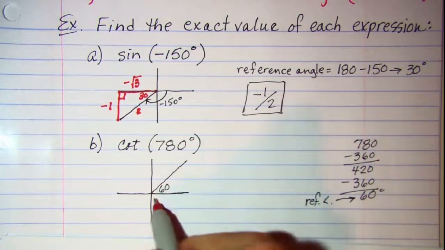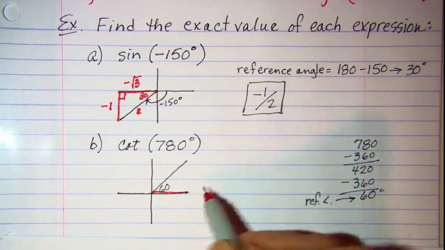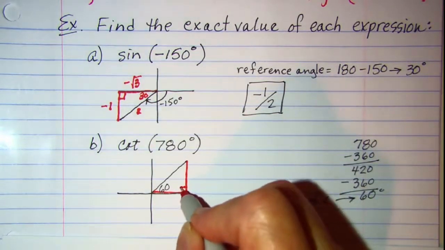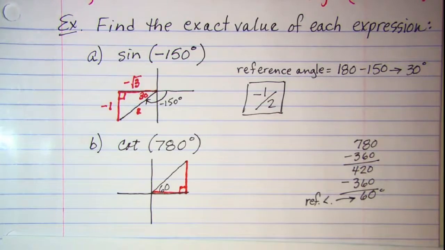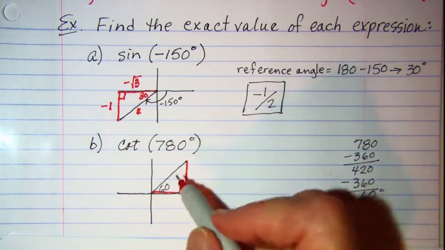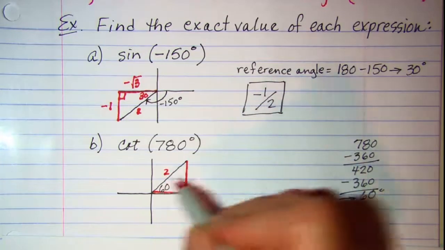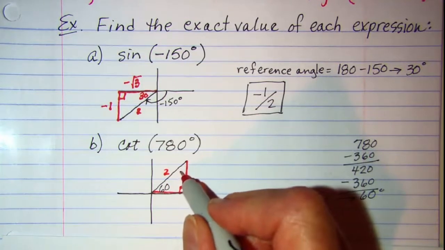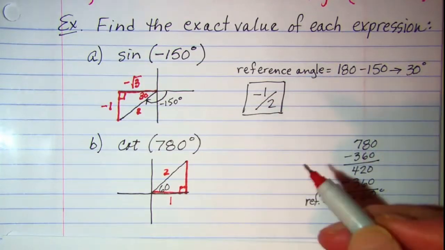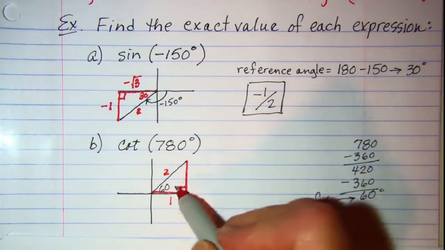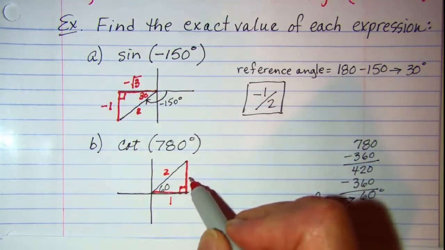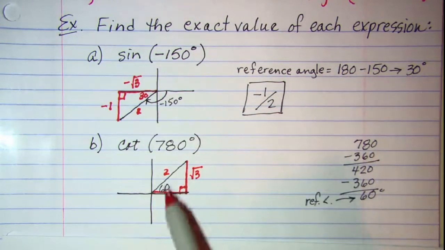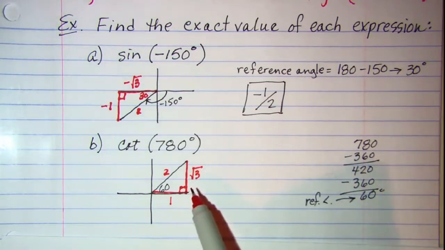Our reference triangle has one side on the x-axis, the other side parallel to the y-axis, and here's my right angle. And again, for convenience, we'll let the hypotenuse be 2. The side opposite the 30, this is my 30 degree angle, is going to be half the hypotenuse, so it'll be 1. And the side opposite the 60 is half the hypotenuse times square root of 3, so this will be square root of 3.